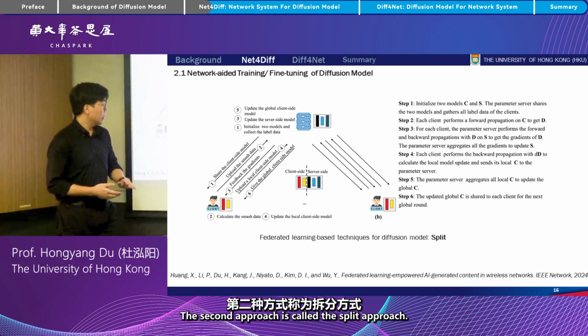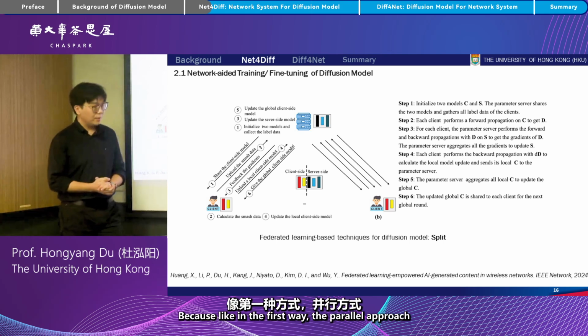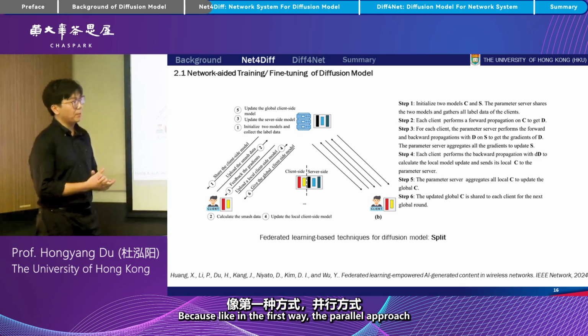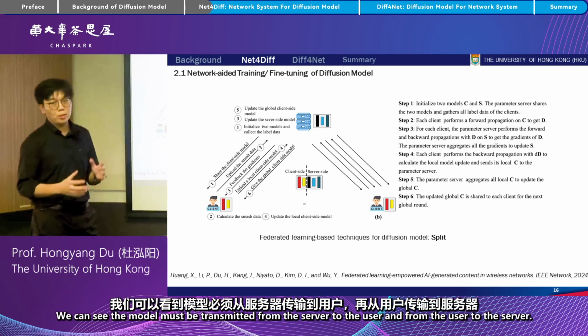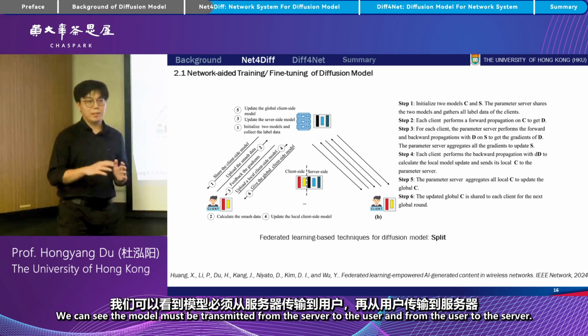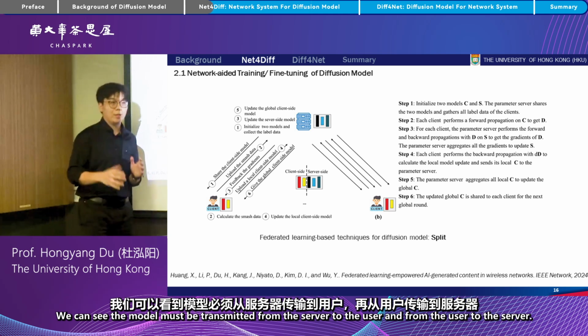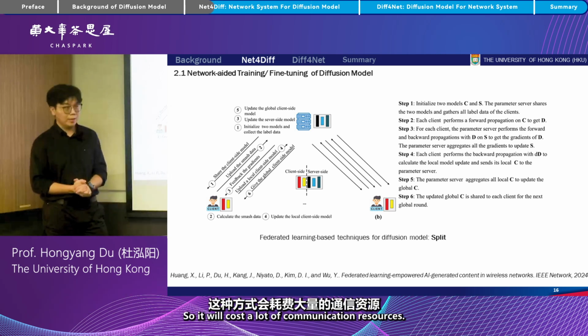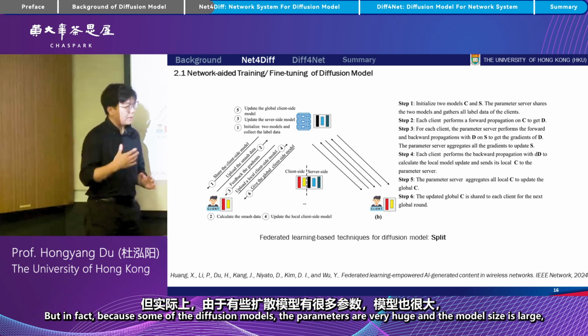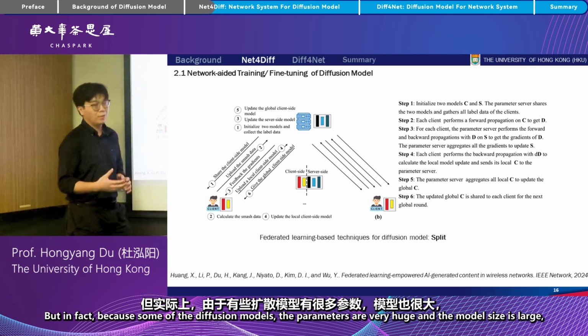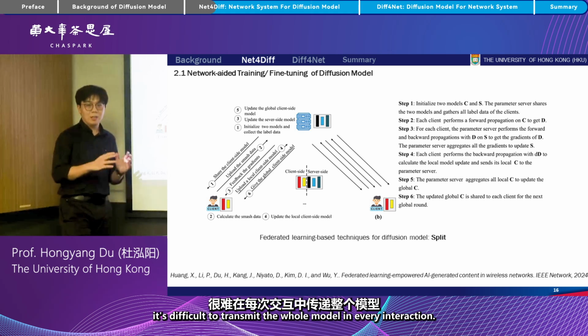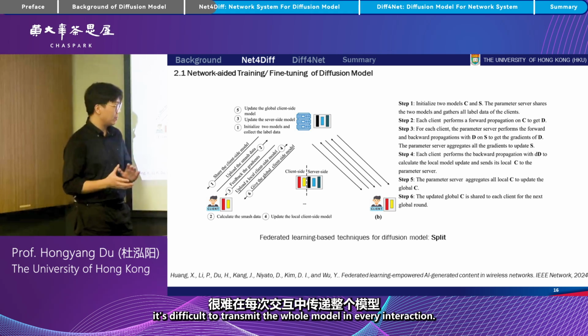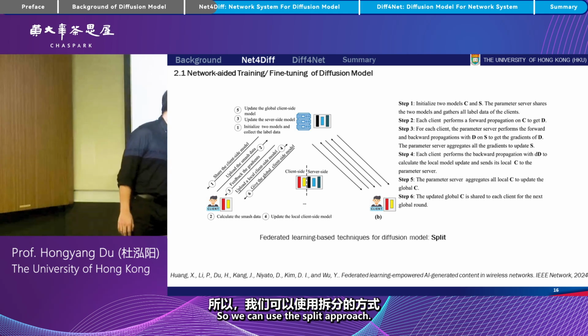The second approach is called the split approach. Because like in the first way, the parallel approach, we can see the model must be transmitted from the server to the user and from the user to the server. So it will cost a lot of communication resources. Because some of the diffusion models have very huge parameters and a large model size, it's difficult to transmit the whole model in every interaction. So we can use the split approach.